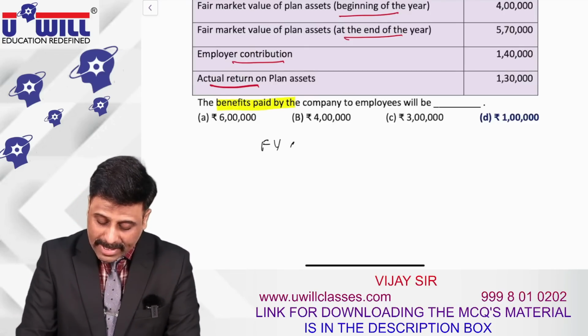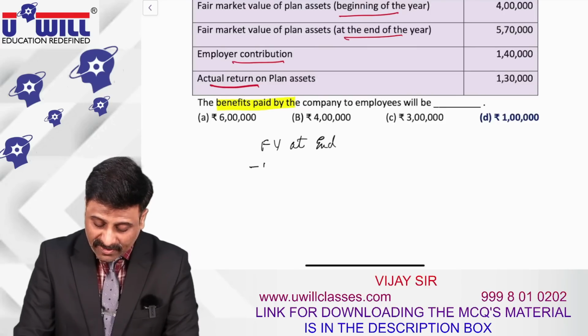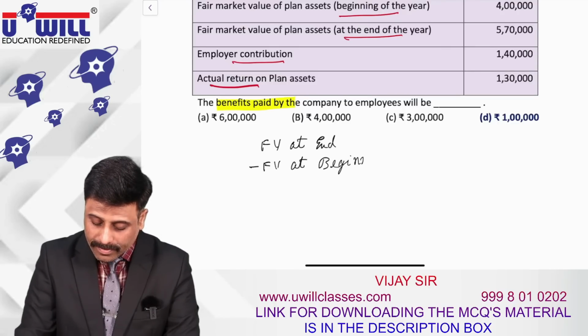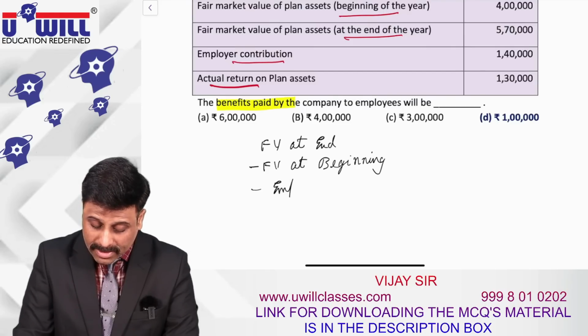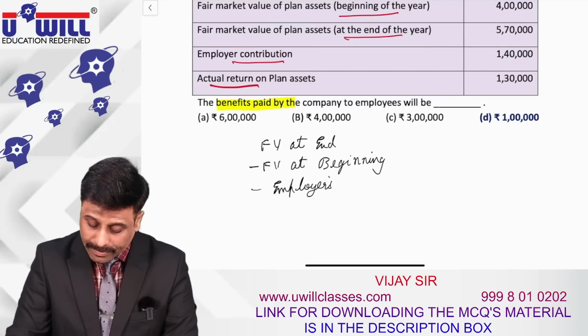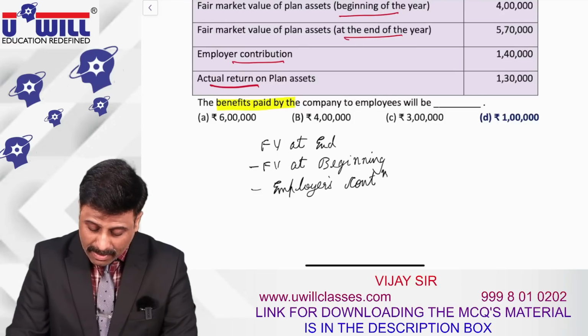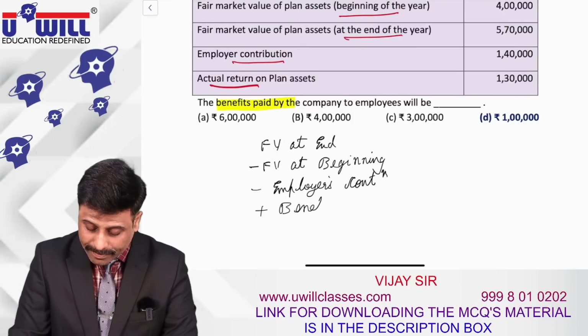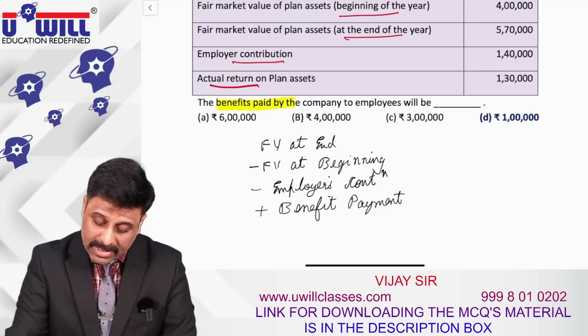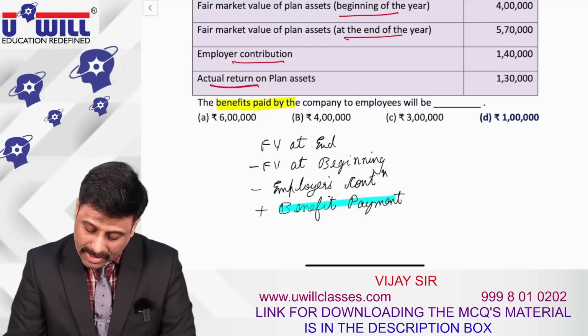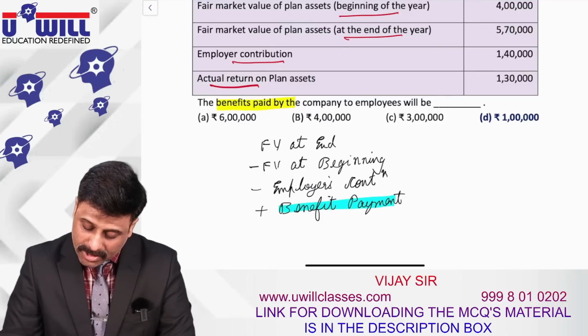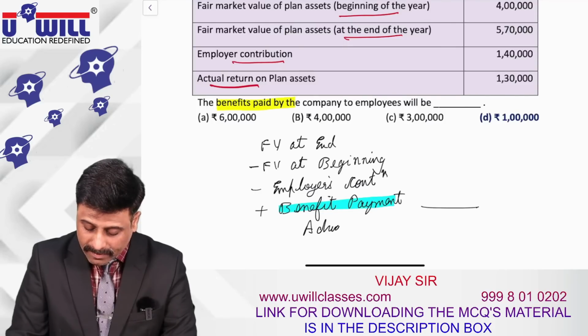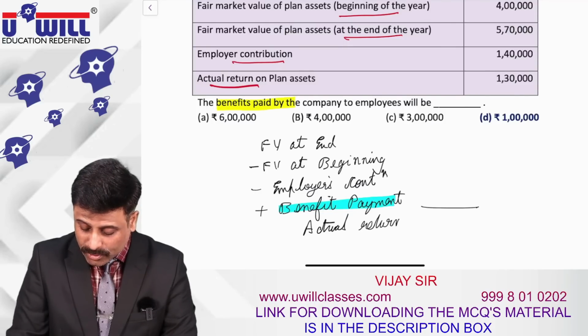Fair value at the end minus fair value at the beginning. Same formula you write down and go reverse. Then we will minus employer's contribution and we will plus benefit payment. Now here this benefit payment is what is asked in the question. This is what we have to find. So we will be going reverse with this, and actual return we get, which is already given.